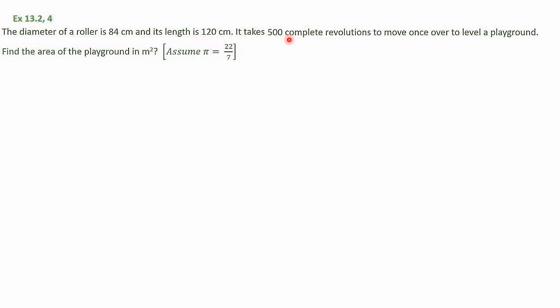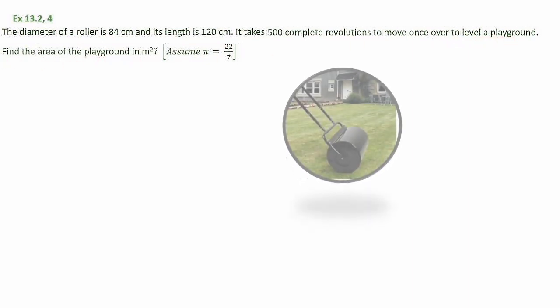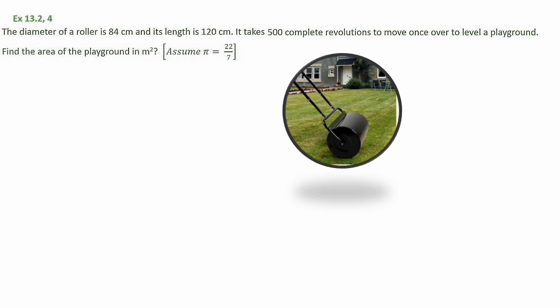So it takes 500 complete revolutions to move once over to level a playground. You have to find out the area of the playground. So the roller looks like this and it is used for leveling the ground, leveling the playground. And here it is given to us the diameter is 84 centimeter. This is a circular, only this portion we have to consider. This handle and all no need to consider, only the cylindrical portion.